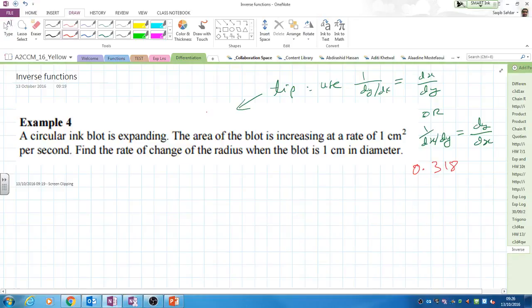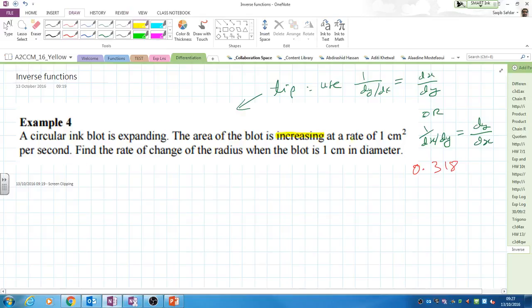Right, so let's look at inverse functions with this. Let's start with this problem where you've got a circular ink blot. It's expanding. The area of the blot is increasing at a rate of 1 centimeter squared per second. Find the rate of change. Let's highlight a couple of words.